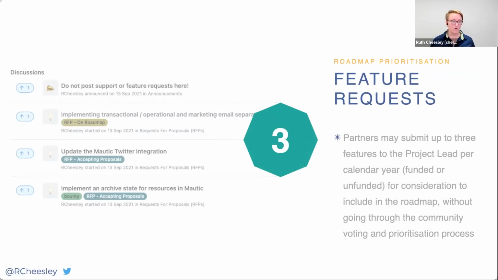So they could say, I've got $5,000 to put towards this feature being created, but I haven't got the resources to do it myself. We can get someone in the community to work on that project, for example, or it might be an unfunded project. They just really want this feature to come into Mautic, and we can then decide whether it's something we want to put on the roadmap and how we go about doing that.